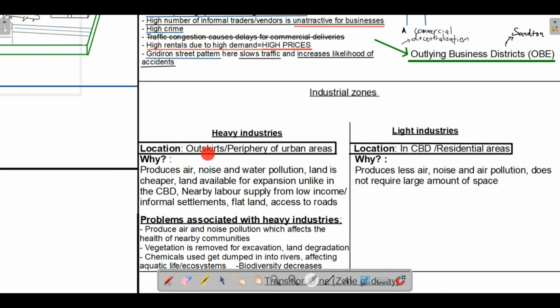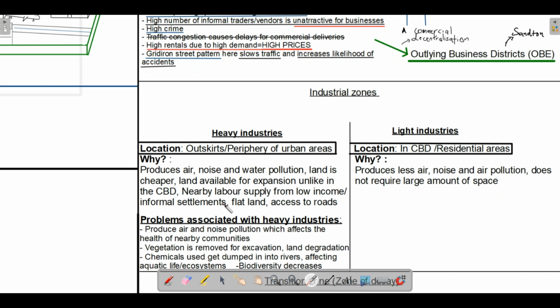They are located in this area because they produce a lot of pollution. So it's not healthy for industries to be close to people due to health risks. And the second reason is that, well, the land is cheaper here. Okay, so they can expand as much as they can. And over here, the land is available for expansion, unlike in the CBD. CBD, it is concentrated, and of course, the land value is very expensive.